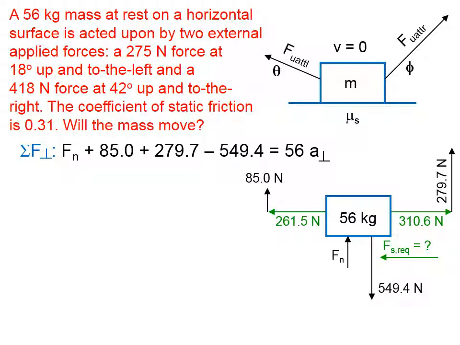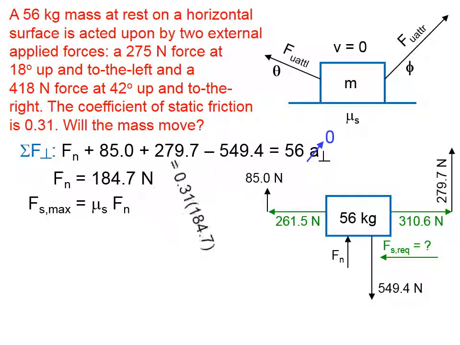I'm going to choose up to be positive. Check your diagram to make sure this looks right. Normal force points up, 85 points up, 279.7 points up, but 549.4 points down. And the sum of those forces should equal the mass of the object, which is 56, times the acceleration in that perpendicular direction, and the acceleration is 0. We can solve this for the normal force to be 184.7 newtons.